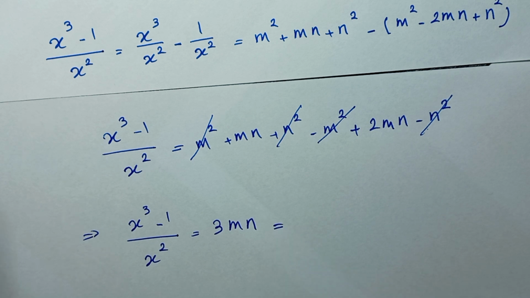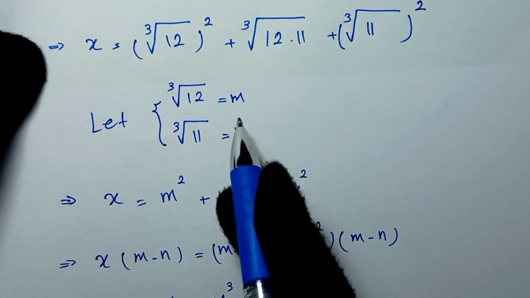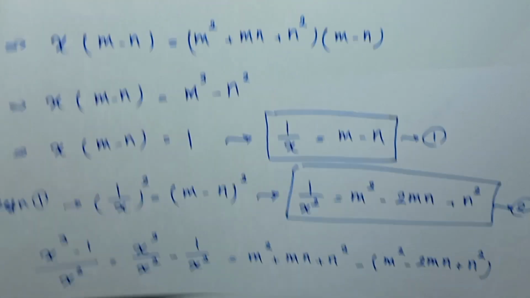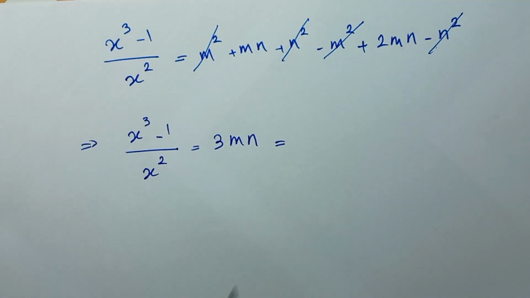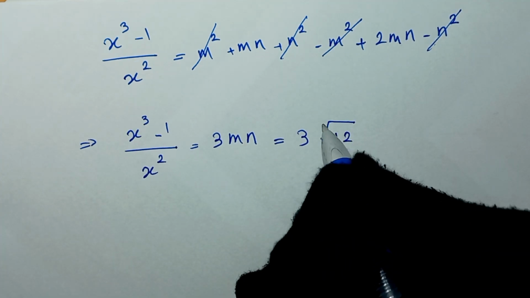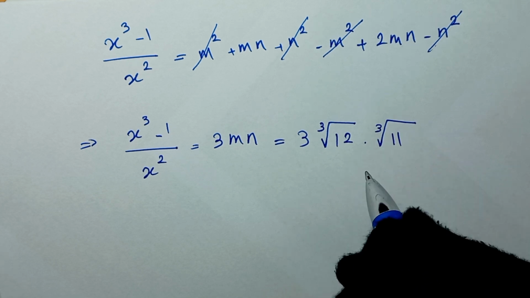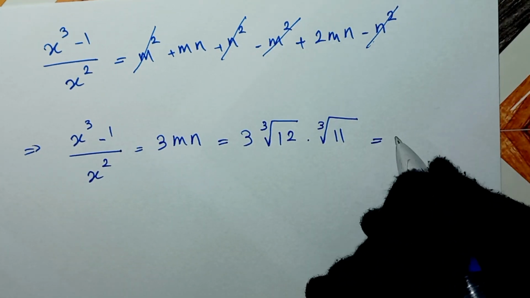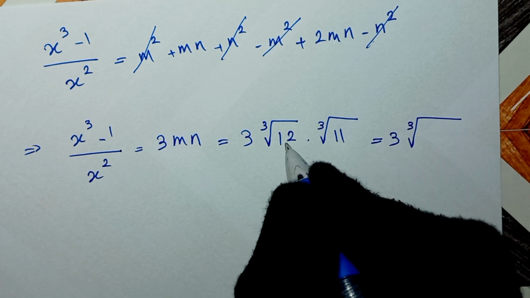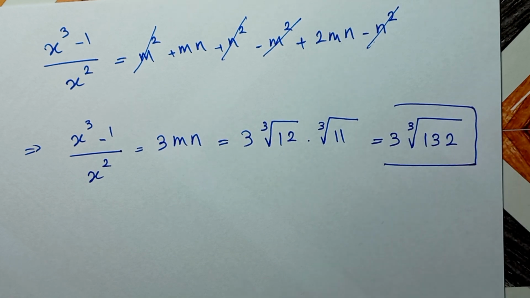And we recall this. m is equal to cube root of 12 and n is cube root of 11. So in here, it will be 3 times cube root of 12 times cube root of 11. And it will be 3 times cube root of 11 times 12, it will be 132. And this is our final answer.